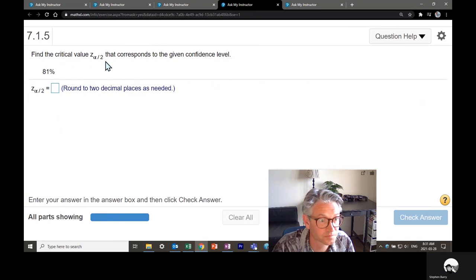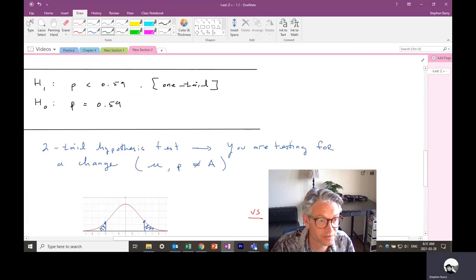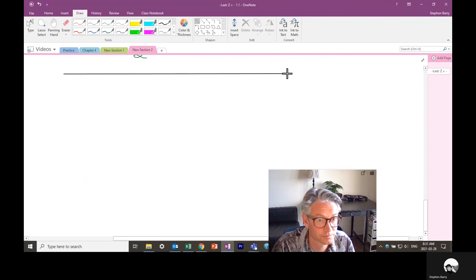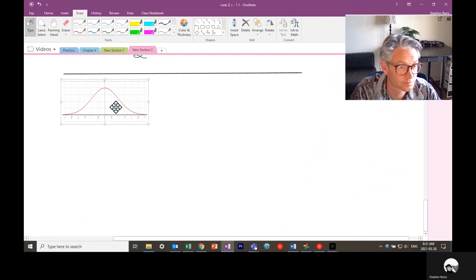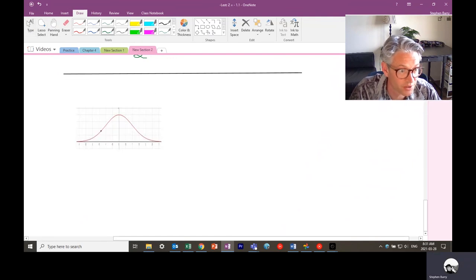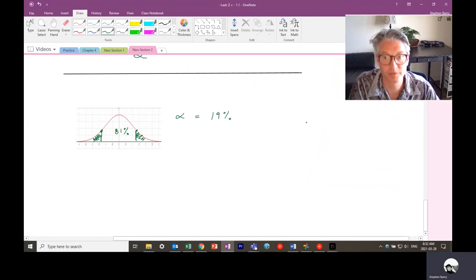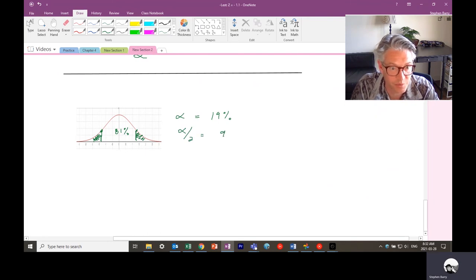Find the critical value. If you have an 81% confidence interval, again, draw it out, it makes it a lot easier, right? So the middle 81% in this case tells you that your tails have a combined 19% of results. So alpha over 2, again, because it's divided, would be 9.5.